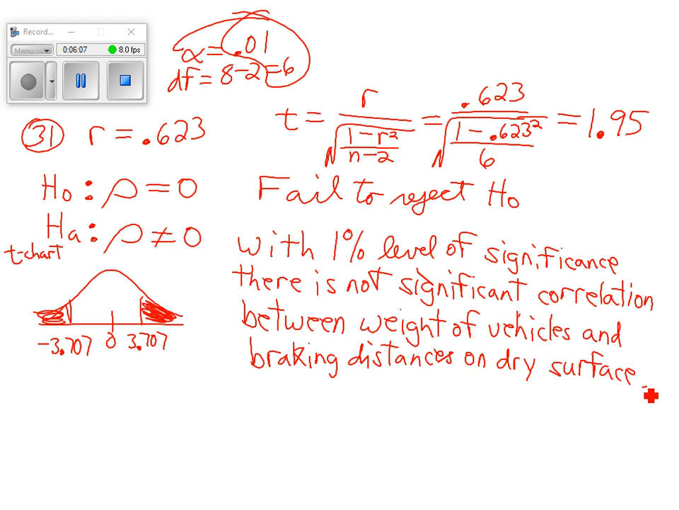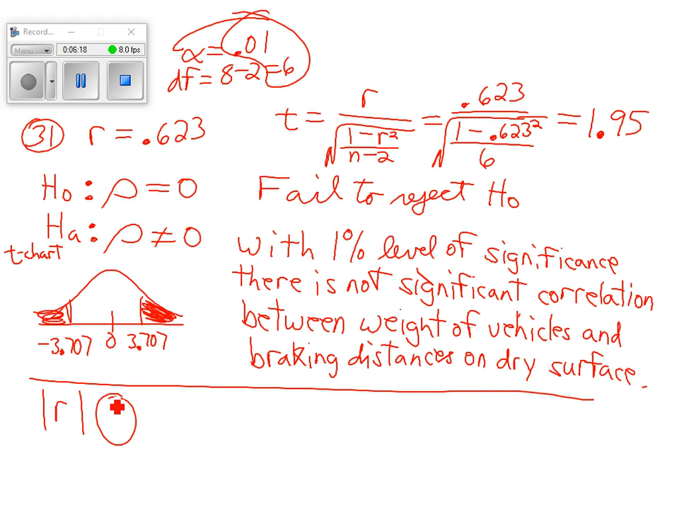Let's do the other way real quick, because it doesn't take very long. I'm not sure why we did the other way that's longer. So if we're going to do it the other way, then we have to take the absolute value of R, and we decide whether it's less than or greater than the number from our chart.